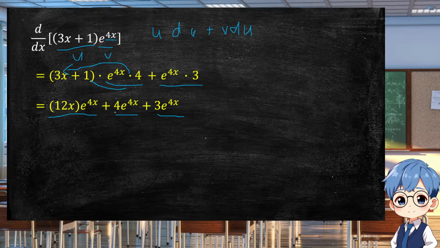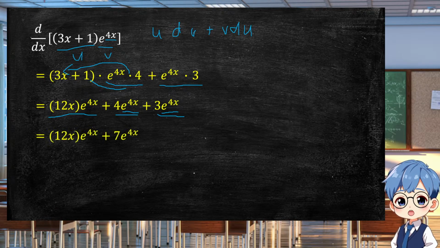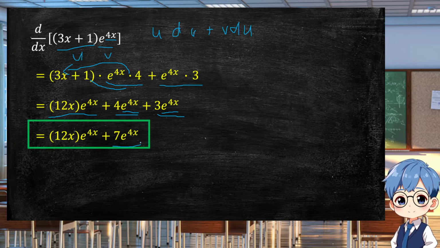Okay, then this one, they have the same factors, e to the power 4x. So we can add 4 and 3. 4 plus 3. So that's why we have here 7e to the power of 4x. So this can be the final answer.